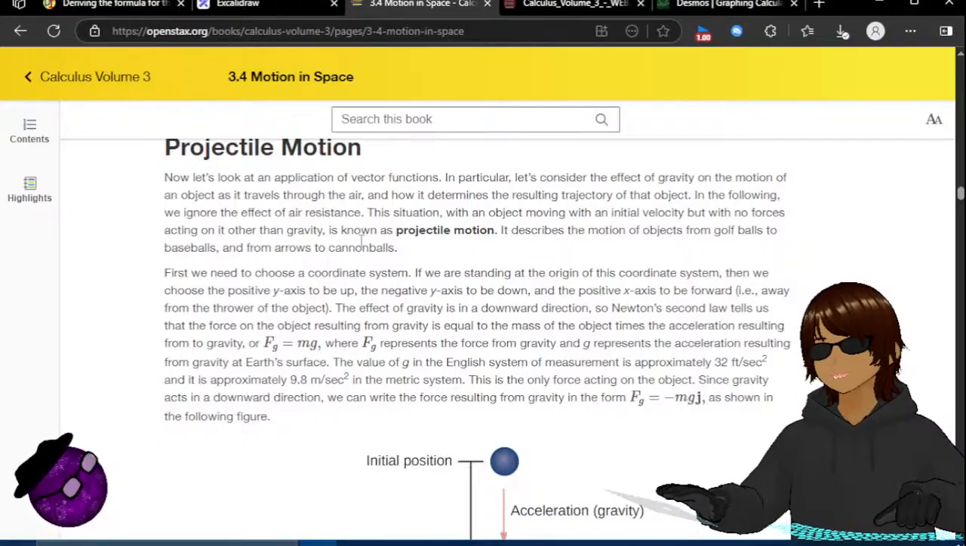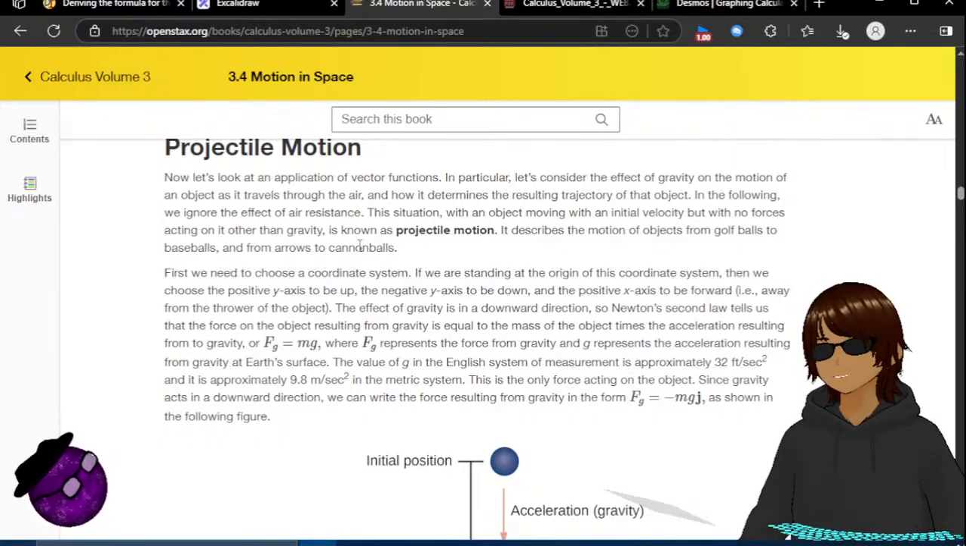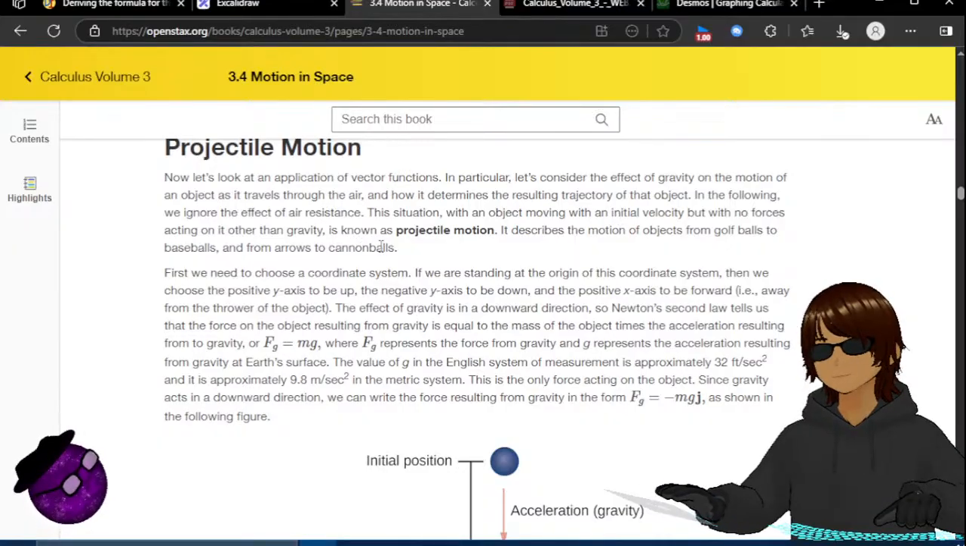Now let's look at an application of vector functions. In particular, let's consider the effect of gravity on the motion of an object as it travels through the air, and how it determines the resulting trajectory of that object. In the following, we ignore the effect of air resistance. This situation with an object moving with an initial velocity but no forces acting on it other than gravity is known as projectile motion. It describes the motion of objects from golf balls to baseballs.